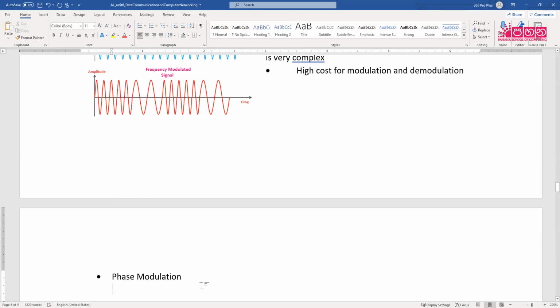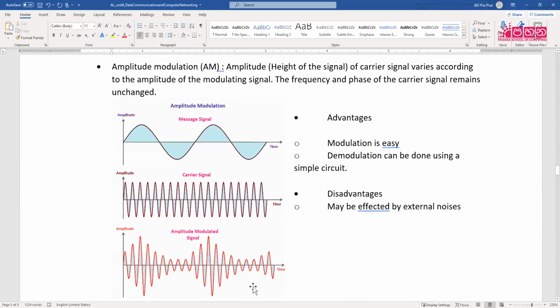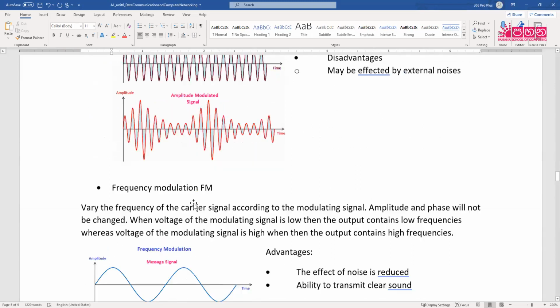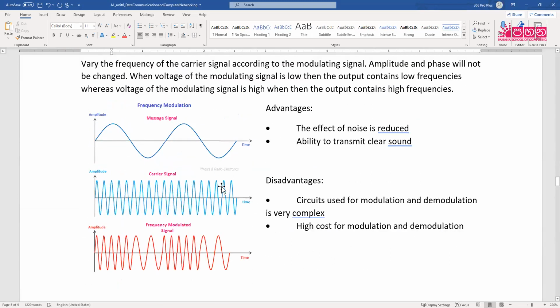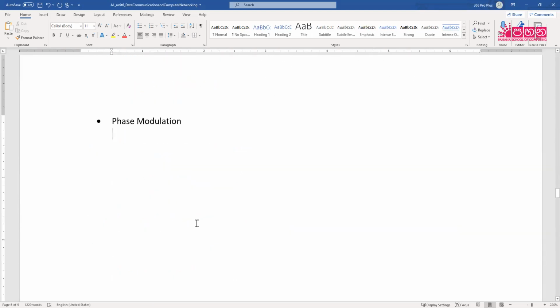Right. In phase modulation, like in two previous cases, the first one we discussed amplitude modulation. So that means the height of the signal has changed. When you combine the message signal with the carrier signal, here the frequency has changed. Likewise, in phase modulation, we change the phases, right?